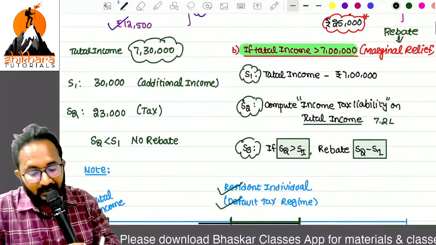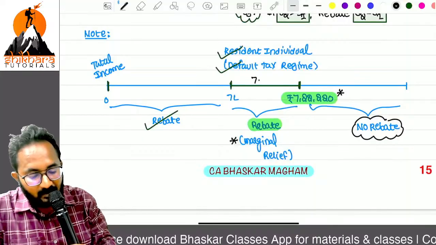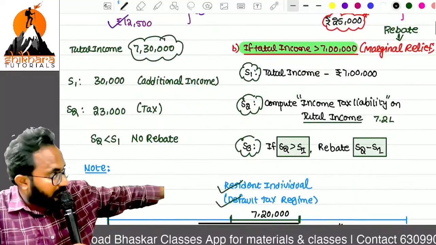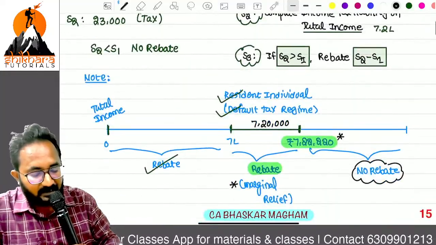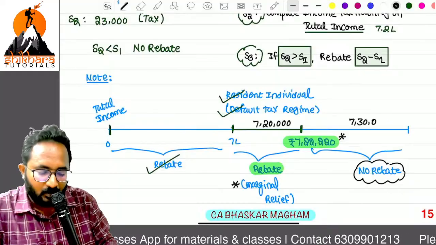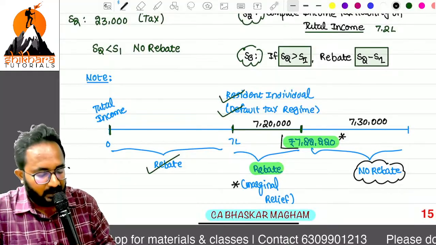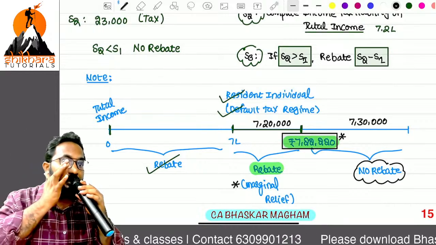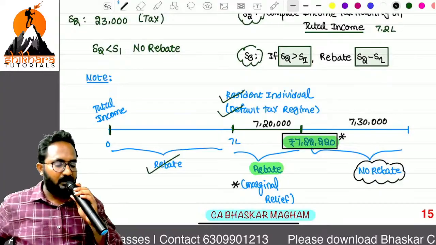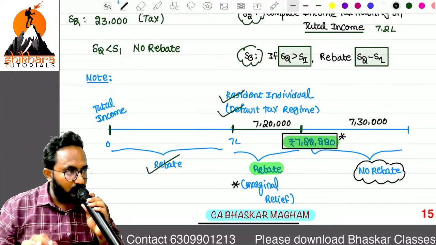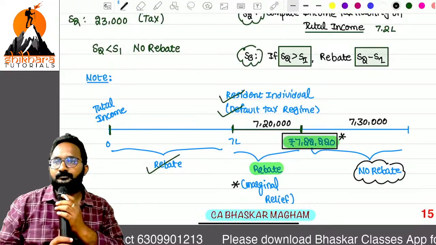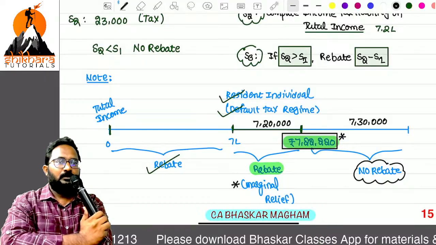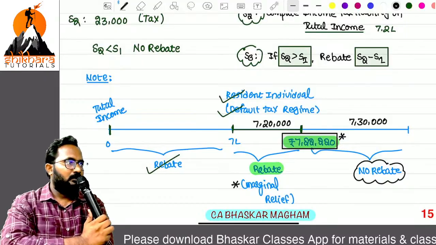First, we calculated on 7,20,000. That's why we got a rebate. Secondly, we calculated tax on 7,30,000. Whether we got rebate or not? No. Remember this again: how much total income is eligible for rebate under section 115BAC? 7,22,220. Are you clear?